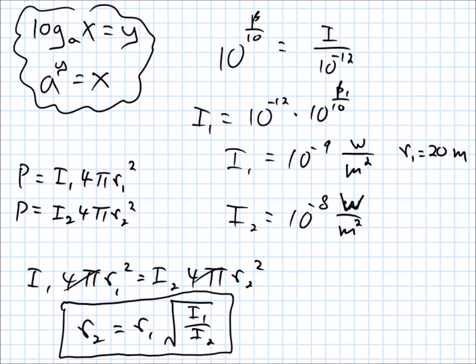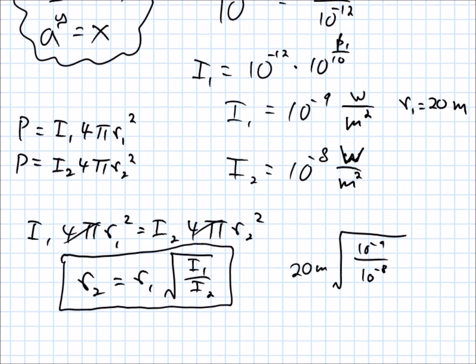Oh, and I could plug the numbers in right at the end. So that's 20 meters times the square root of I1, 10 to the minus 9, over 10 to the minus 8. They have the same units, so they cancel out. 10 to the minus 9 divided by 10 to the minus 8 is 10 to the minus 1, or 1 over 10. Times 20, so 20 divided by the square root of 10, which must be 3 point something. You can do the last step. Left you hanging, so some kind of number. But the stuff that I boxed there, that's what I like.